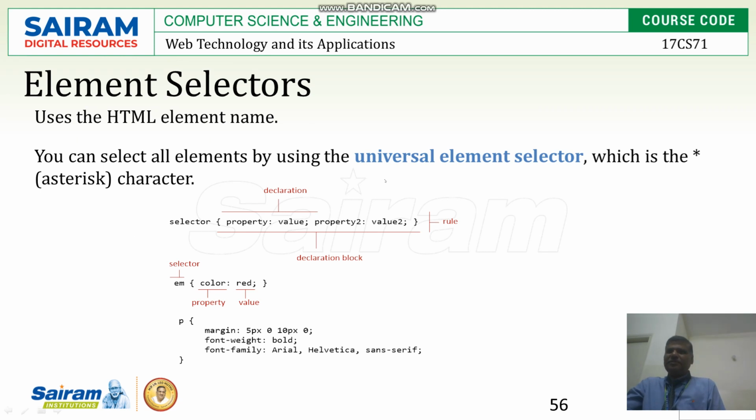First is the element selector, which is the universal selector. There is an asterisk character. What is that character? Asterisk means zero or more, it specifies that. The universal selector element, this is the syntax: selector, then declaration block with property and value. Example, paragraph is written here. The simple selectors are accepted in every way.